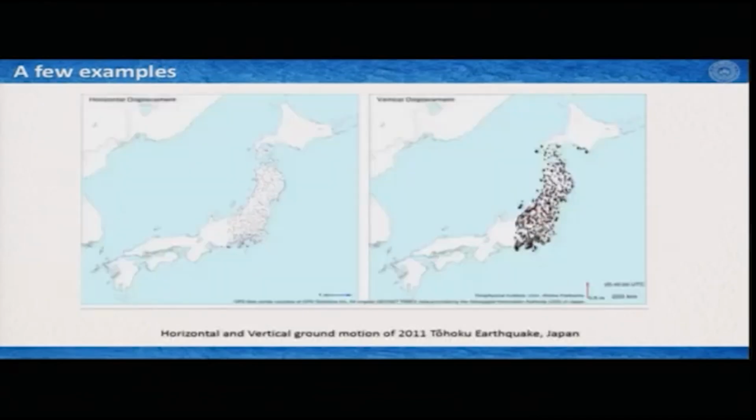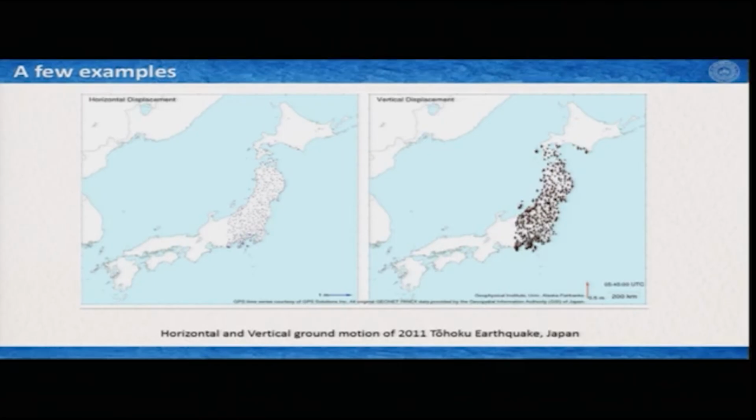Now, this is an example of an earthquake. When an earthquake happens, the seismologists generally describe it on the surface in two vectors. One is vertical ground motion, another is horizontal ground motion. So they try to look at how much vibration you have vertically and how much horizontally because of the earthquake. This is an example from the 2011 Tohoku earthquake in Japan.